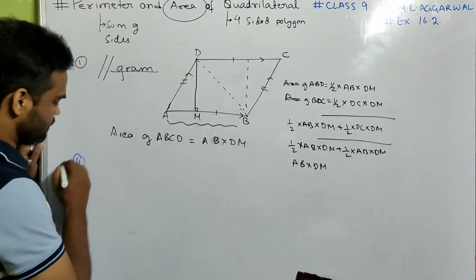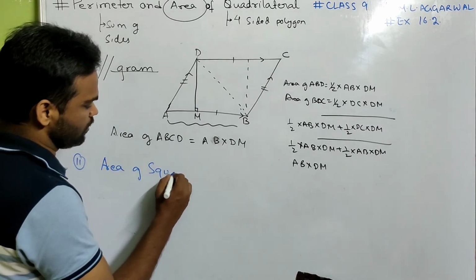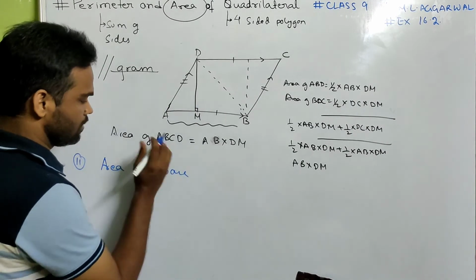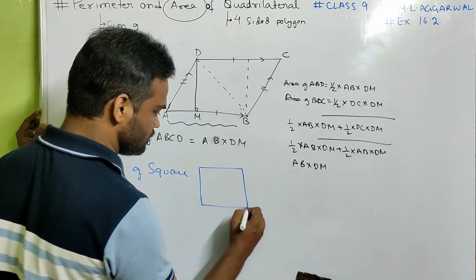Second, we will discuss area of a square. Now we know a square is what? All the sides are equal.